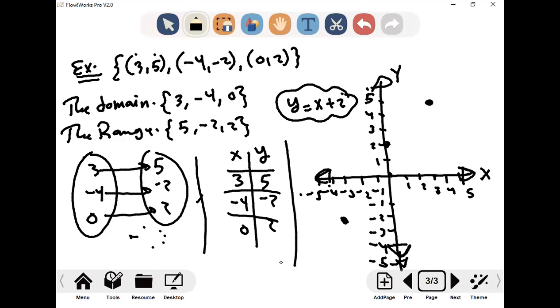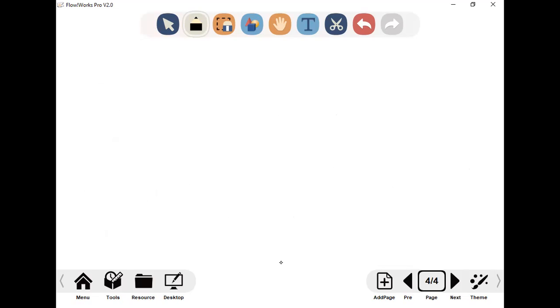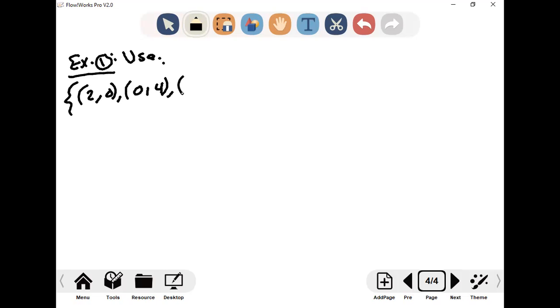Yeah. Now let's go to the next page, example 1. Now the example is solved, so just focus with me and try to understand. The example said, use this relation. We have 2 with 0, 0 with 4, 3 with -5, and -3 with -5. Use this relation to, part A, express the relation as a table, graph, and mapping.